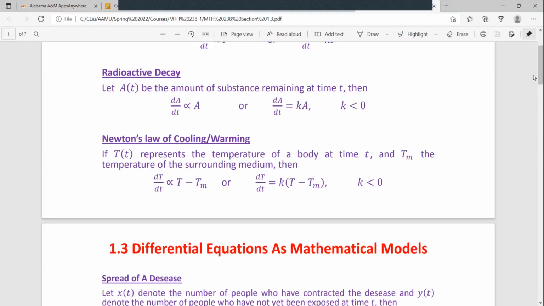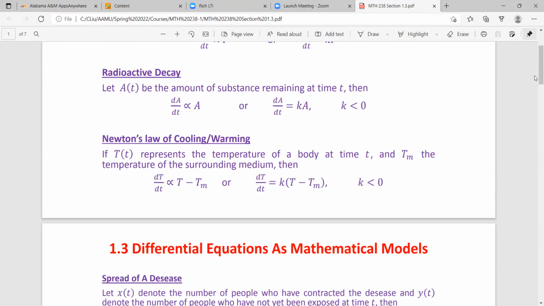Next example is called Newton's law of cooling or warming. When you put something out in winter, the temperature goes down. So the rate of change of temperature of the object is proportional to the difference between the temperature of the object and the temperature of the environment. The hotter the object is, the faster it cools down.